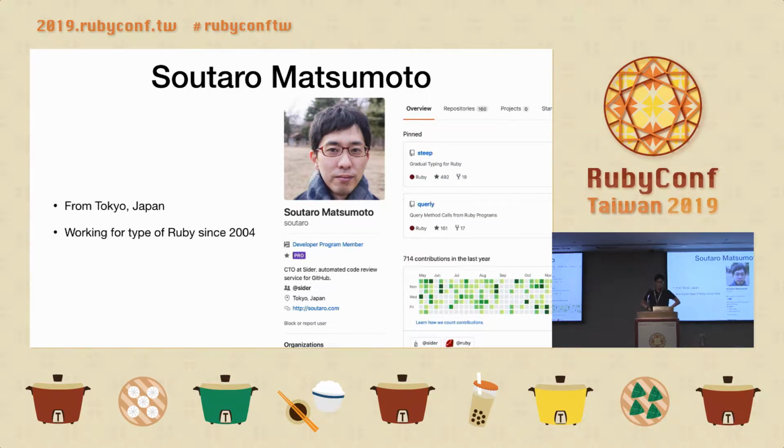I started working on type checking for Ruby programs in 2004. It was 15 years ago. There was no GitHub, no Twitter. Mark Zuckerberg released the first version of Facebook. So it's 15 years ago. I feel it's crazy.